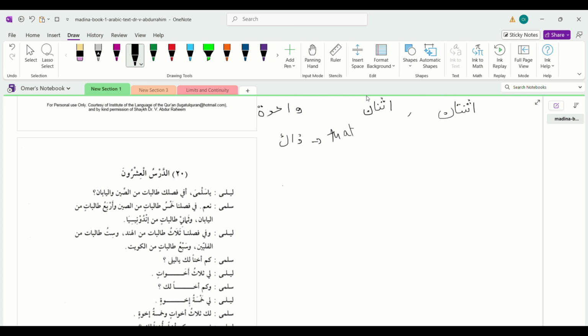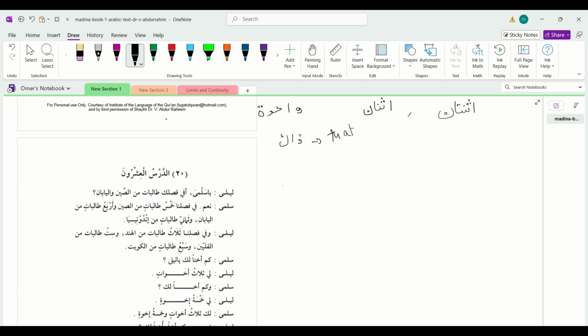For now, if you just know that dhaka means that, that's enough. And now another thing that you might have noticed when I was using the word kam, which means how many or how much, was that whenever I used kam, the ism after that was mufrad, singular. It was not plural. So, for example, kam kitaban, I didn't say kam kutuban. That's another important note you should write down.